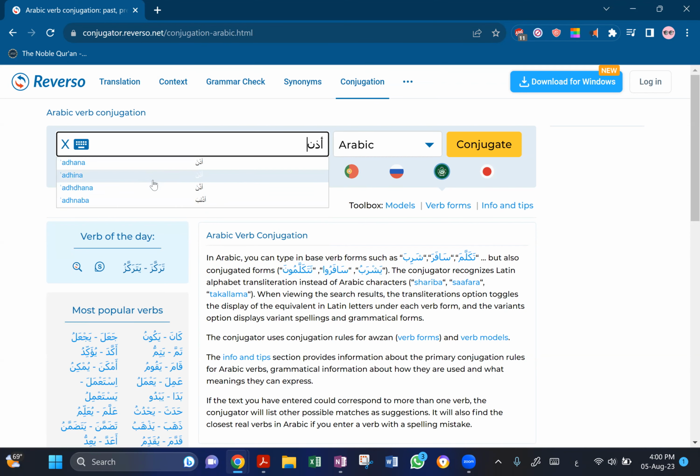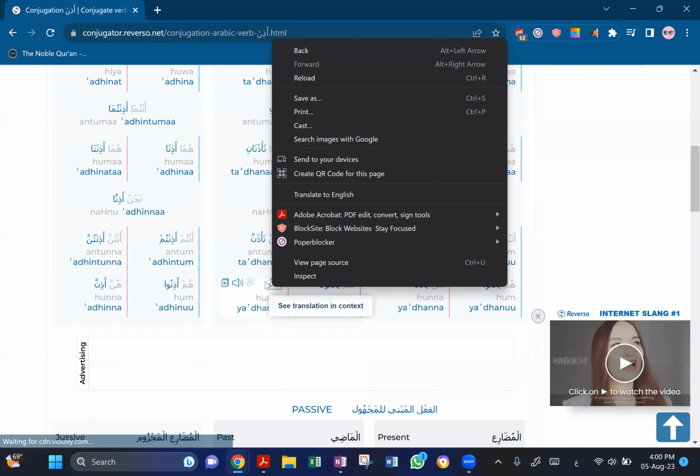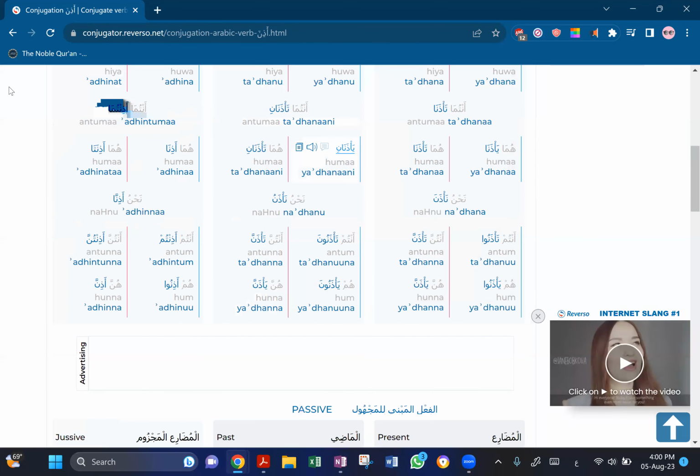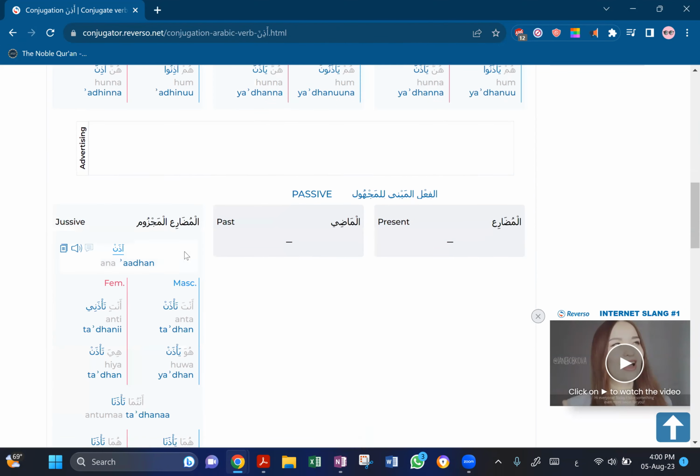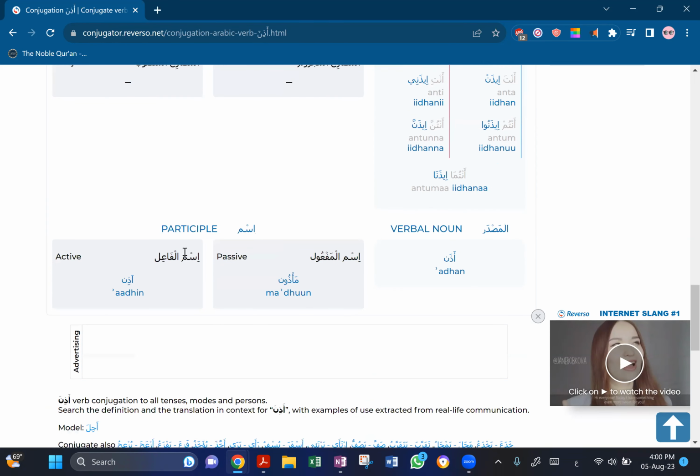There's Adana, there's Adina, there's Adhanna, there's Adnaba. So we want Adina because we know it's Sami'a Yasma'u. And then from here you go all the way down because it gives you different versions of the Sarf Kabeer. The masdar is usually at the end, the bottom. So you see verb or noun masdar, adhan.